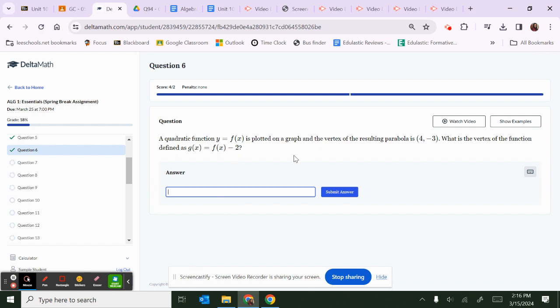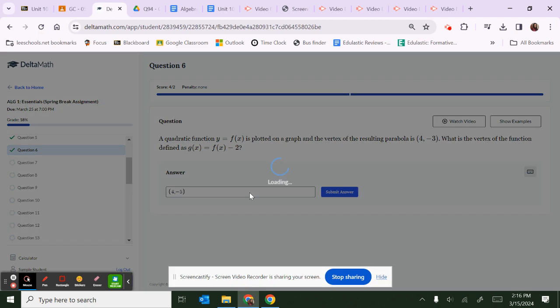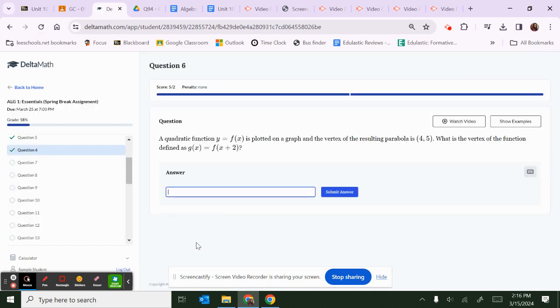So the negative 2 is on the outside. So only this value right here, only the negative 3, would change. Do you do the opposite of the outside number? No. So I do -3 minus 2, which is -5. So my answer would be 4, -5. Again, the more you practice, the better you'll get.